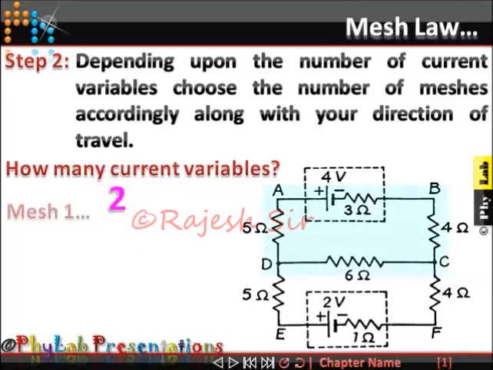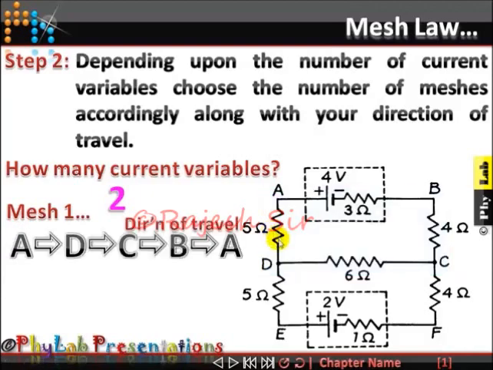and these two meshes are going to be, you can see the mesh I have highlighted. So from here, A, then I would go to D, then I would go to C, then I would go to B, and then again I'm going to go back to A. So the direction of traveling in the mesh is A to D to C to B and then to A. So that is the direction of travel in mesh number 1, which I have taken into consideration.